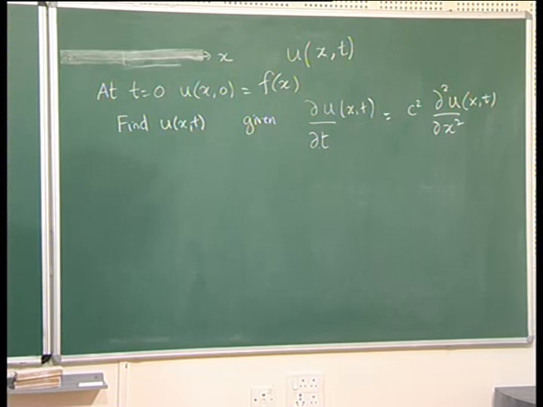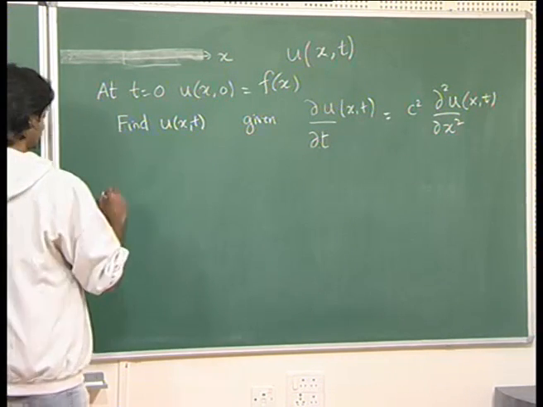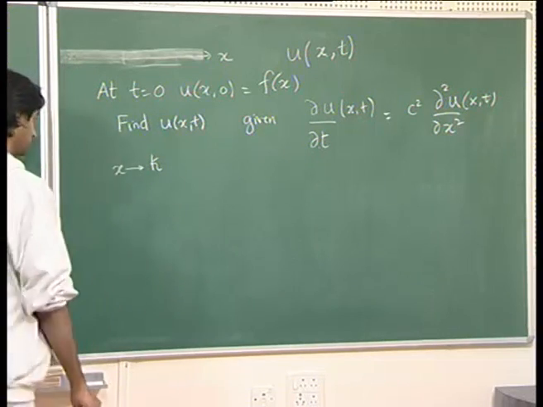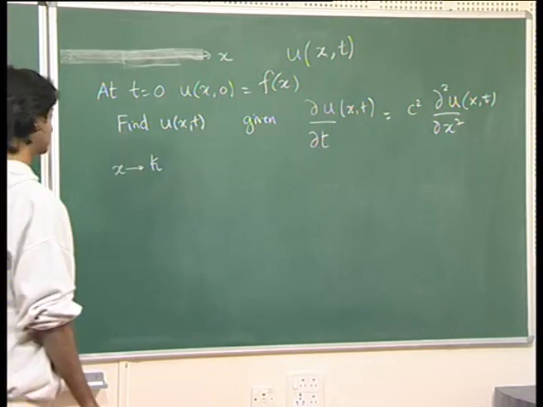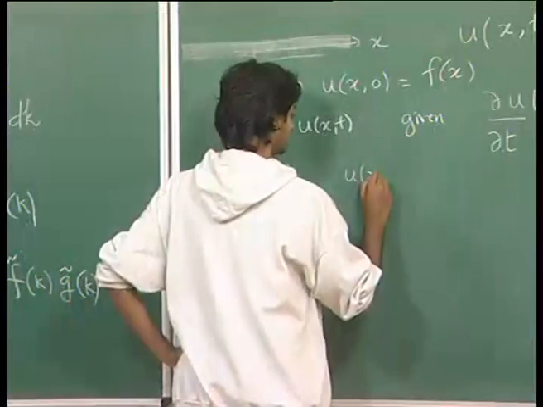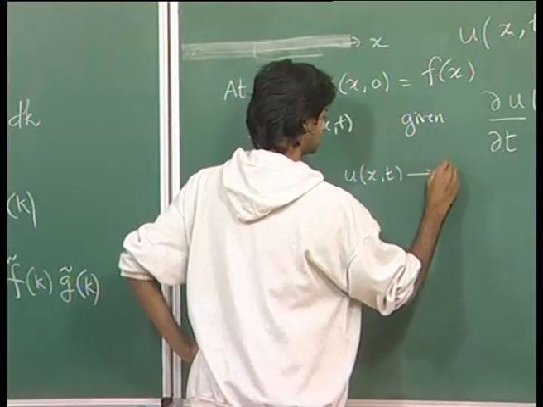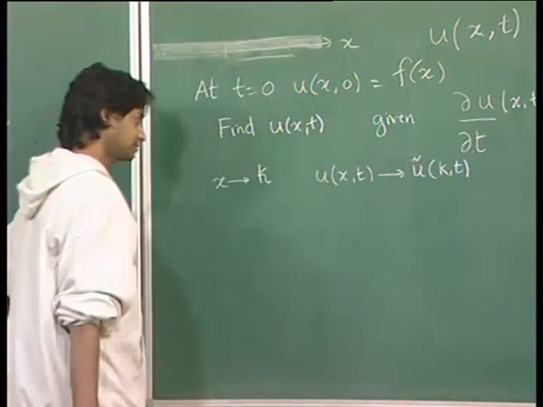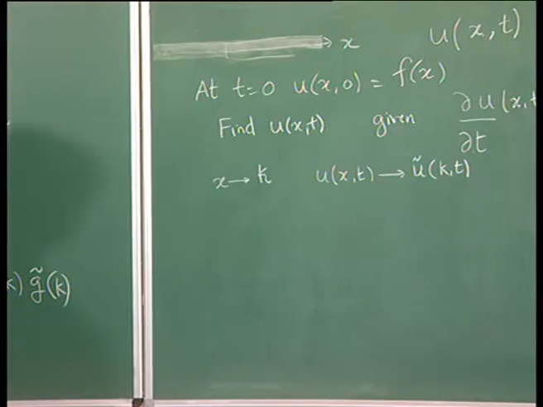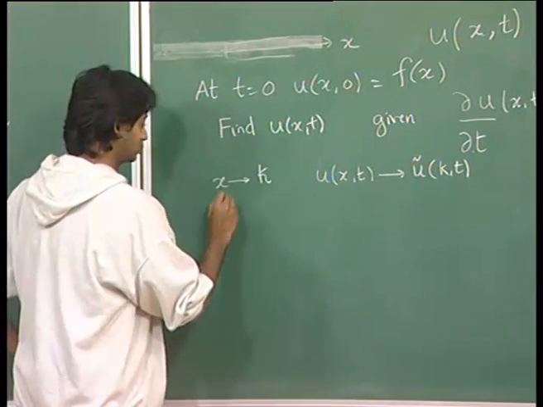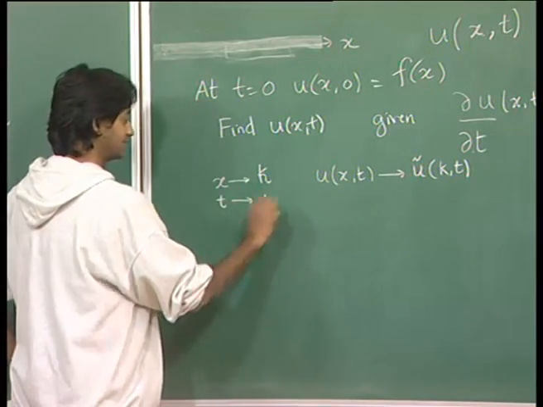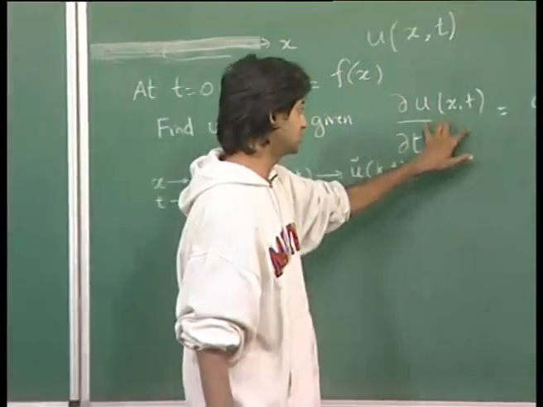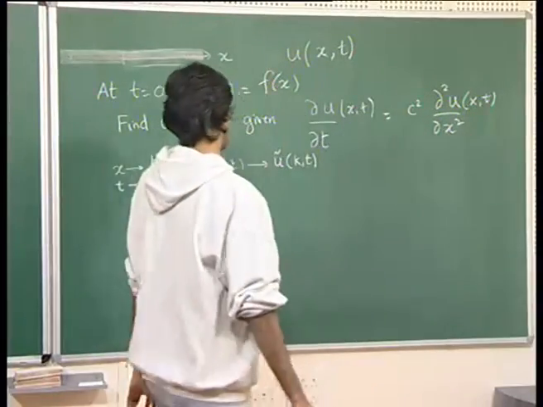Okay. So, what we do is we transform x to k. When you transform x to k, u of x, t goes to u tilde of k, t. When you do this you keep t the same, you do not do anything to t. Okay. So, what we shall do is take the Fourier transforms on both sides, and what do we get? Let us see what we get.